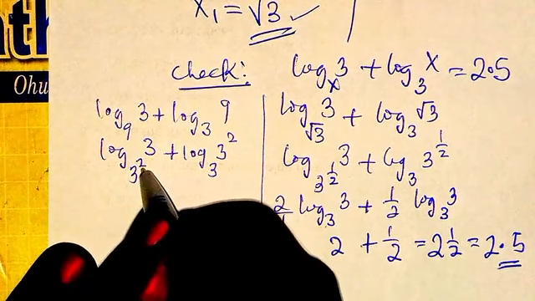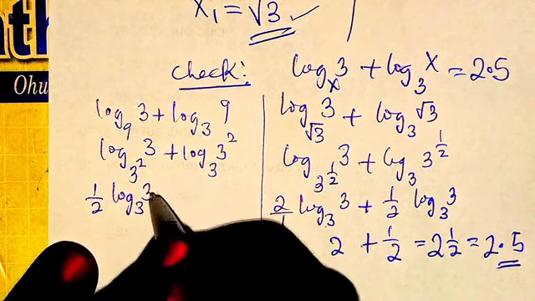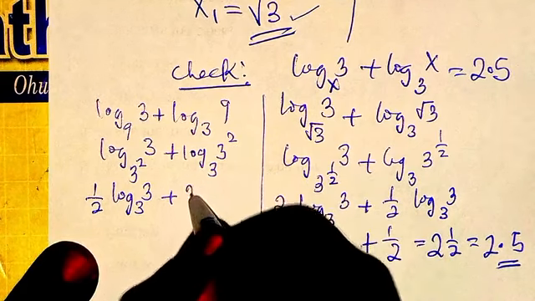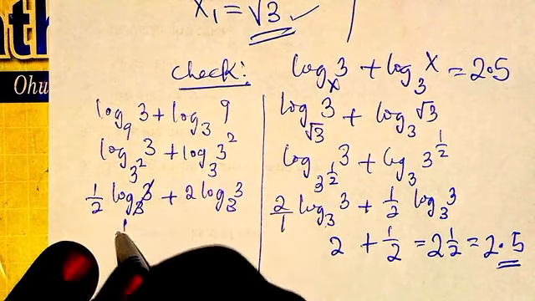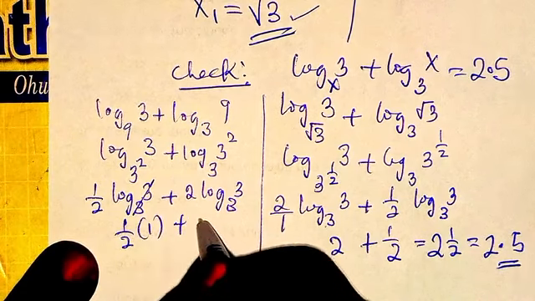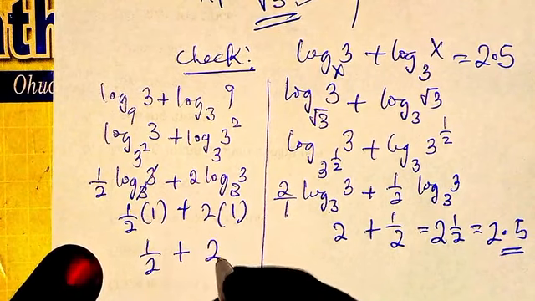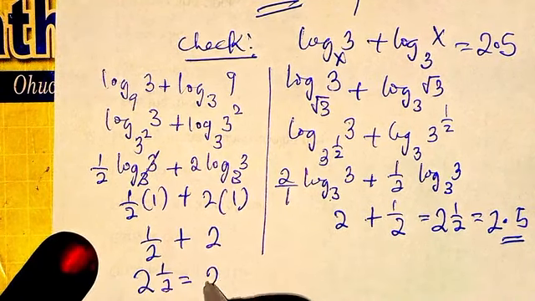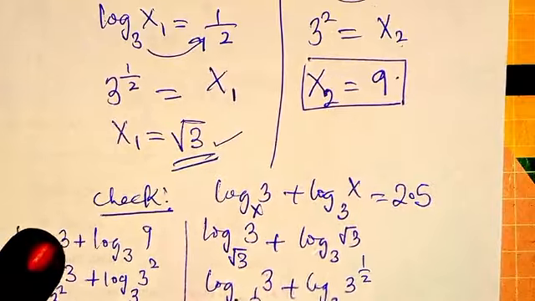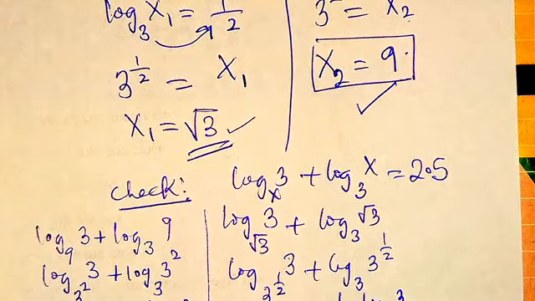Now this is the power. We are going to take the reciprocal of the power of the base. That's going to be 1 over 2 multiplying log base 3 of 3, plus here the 2 will come down, multiplying log base 3 of 3. You know this is going to be 1 over 2 times 1 plus 2 times 1. So we're going to have 1 over 2 plus 2, which is going to give us 2 whole number, 1 over 2, which is the same thing as 2.5. So therefore we have this one also to be a correct solution.